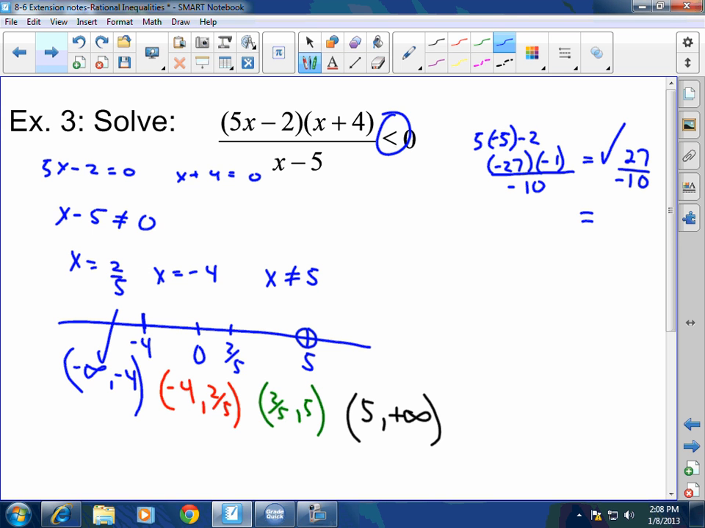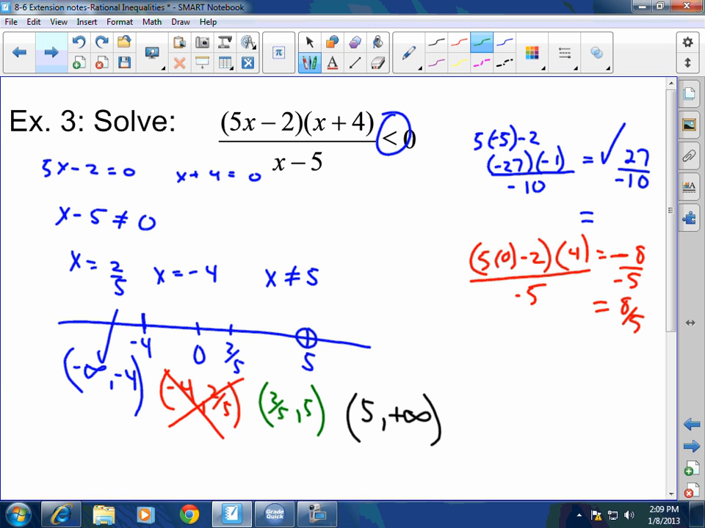Now, in red, between negative 4 and 2 fifths, which one do you want to use? I use the easy one. 0. Okay. 5 times 0 minus 2, that's going to be times 0 plus 4 is 4. So I got negative 8 over 0 minus 5 is negative 5. So that's going to be a positive. So that will not work because I'm looking for a negative. So no.